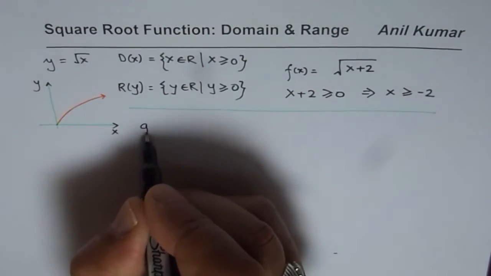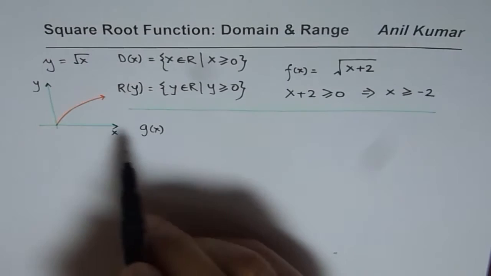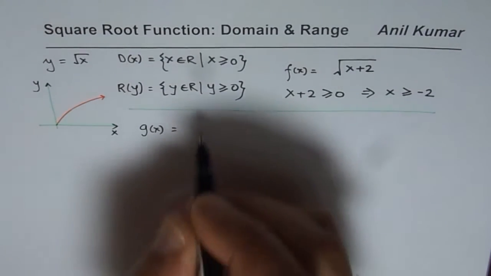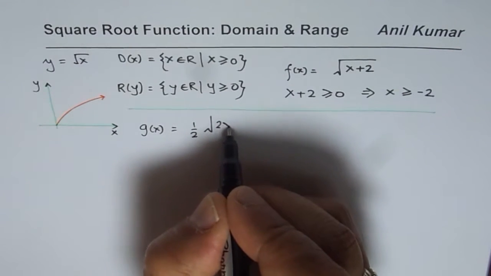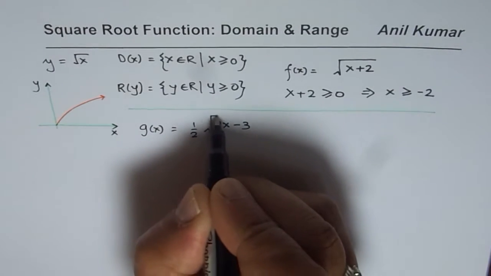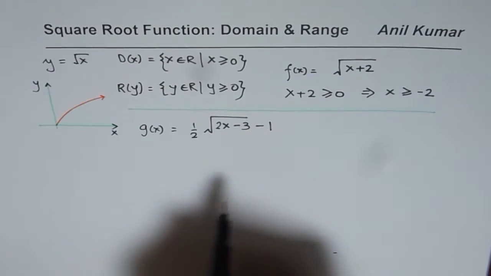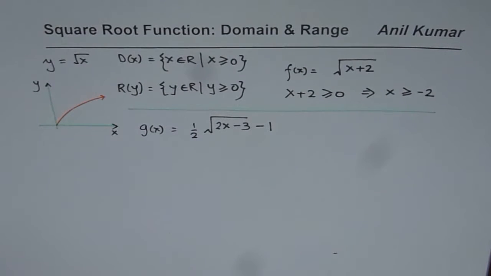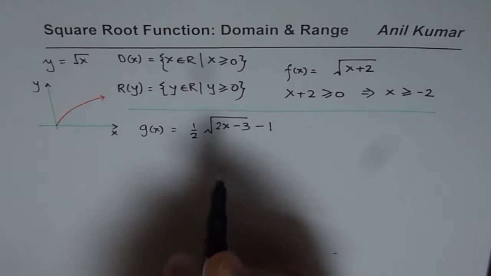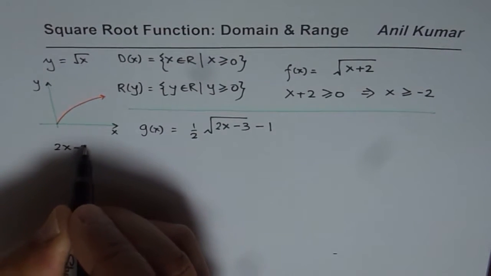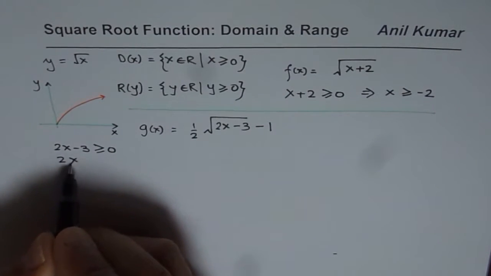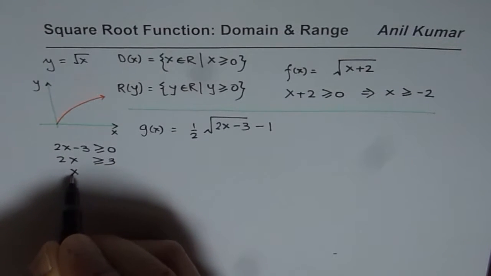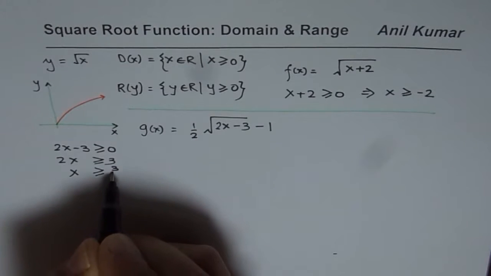So let me now involve both vertical and horizontal transformations. So if I have this function as half square root of, let us say, 2x minus 3, and here we have minus 1. In this case, what happens to domain and range? Now we'll apply the same strategy for domain, that is to say that 2x minus 3 should be greater than or equal to 0. Solve this inequality, that is 2x should be greater than or equal to 3, or x is greater than or equal to 3 by 2.